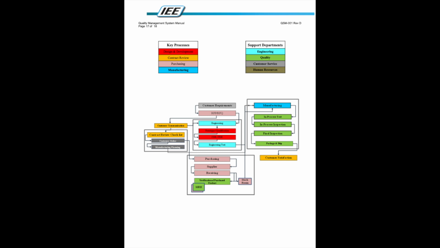One of the requirements of AS9100D is to depict the interaction of processes between our support departments and the key process groups. And this flowchart indicates the customer requirements, initials, all the way up to their customer satisfaction and how the processes and departments interact with each other.